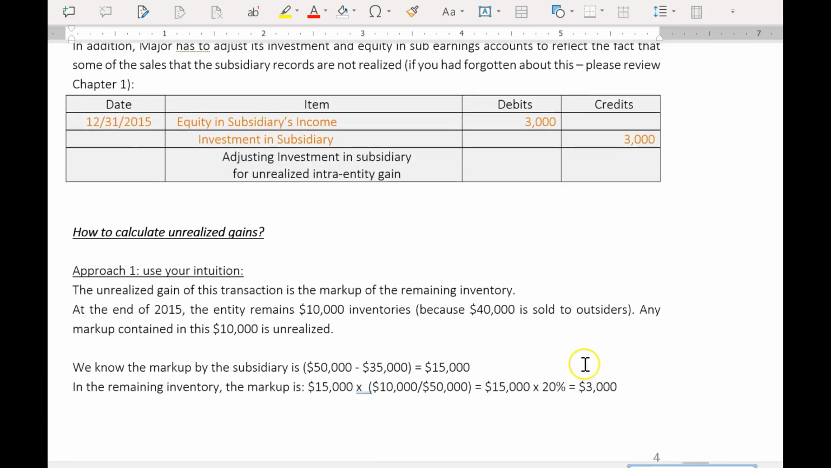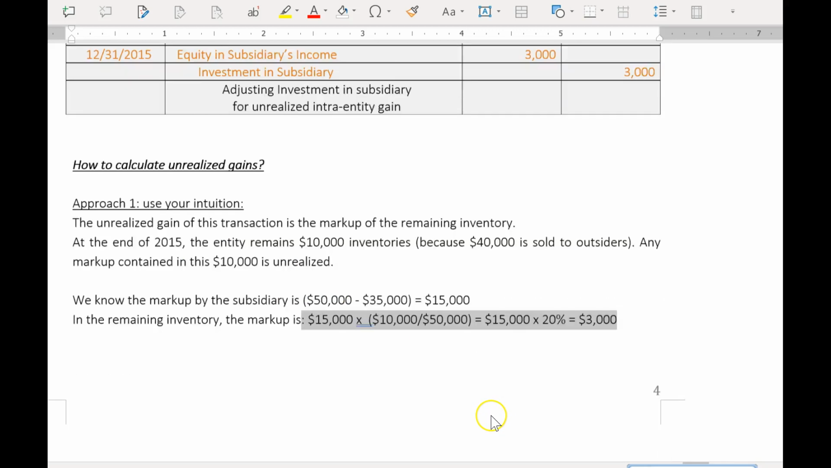Once you know the unrealized gain, the parent adjusts the unrealized gain: debit equity in net income, credit investment. So the parent basically needs to adjust its investment and equity in subsidiary's net income account to account for the fact that a part of the intra-entity sales has an impact on the seller's, in this case the subsidiary's, financial statement, which is not realized.